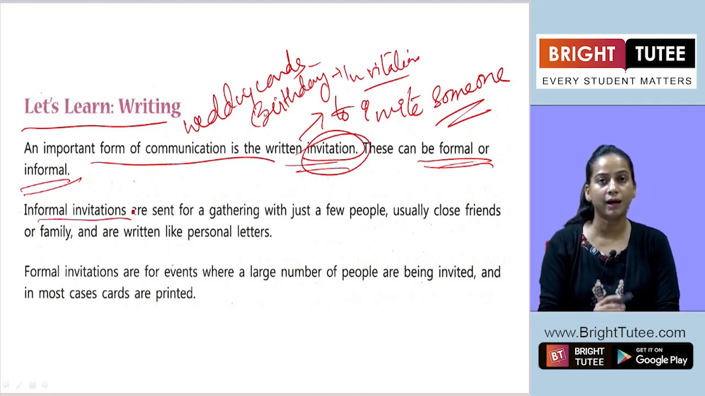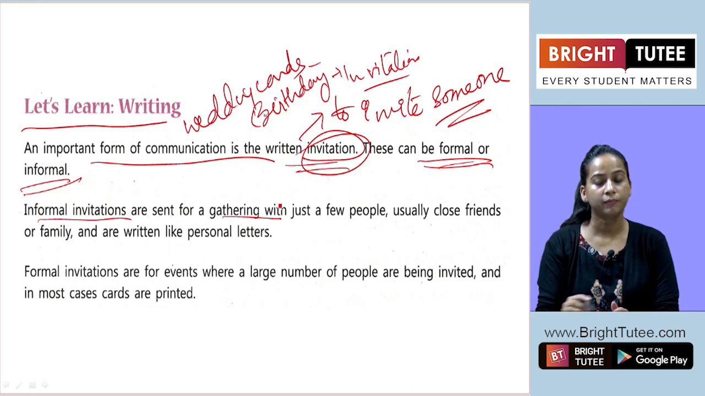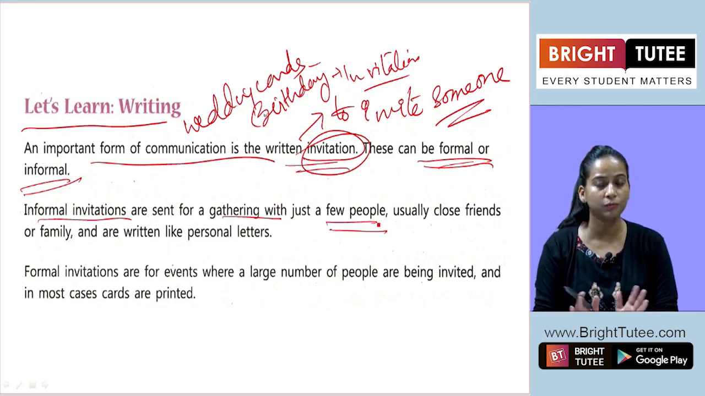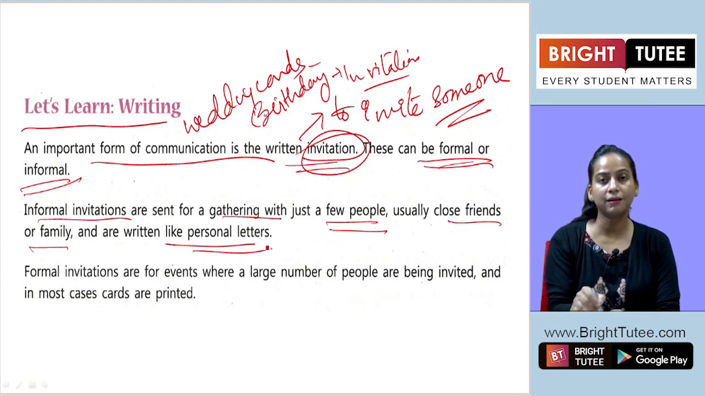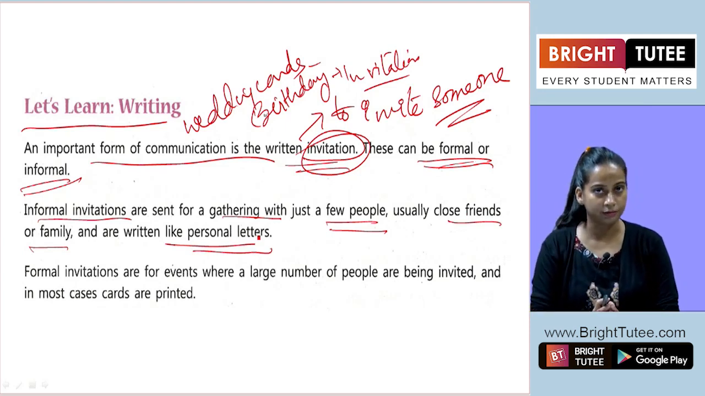Informal invitations are sent for a gathering with just a few people. There are not a large number of people you are going to include, but the main people: your relatives, your close friends, or your family members. These are written like personal letters, where you are inviting someone and asking them to be part of your occasion or your birthday party. So that is in the same form.